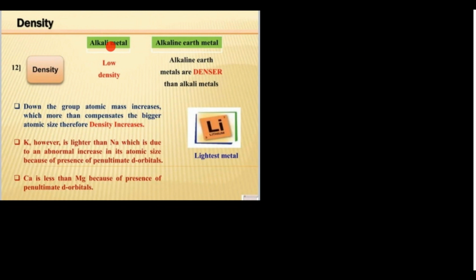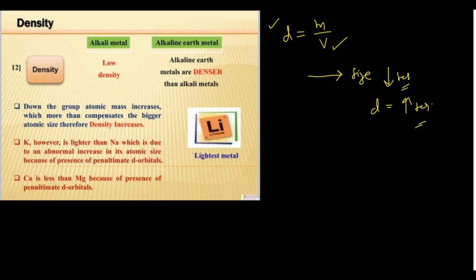So for density, you can see here alkaline earth metals have low densities. Simply, density equals mass over volume. There is no problem in that. That means when one increases, the other decreases. So when you move across the period, your size decreases. And when the size decreases, definitely density increases. That means alkaline earth metals should have higher density than the alkali metals, and it is true also. Alkaline earth metals are denser than the alkali metals due to this particular concept.